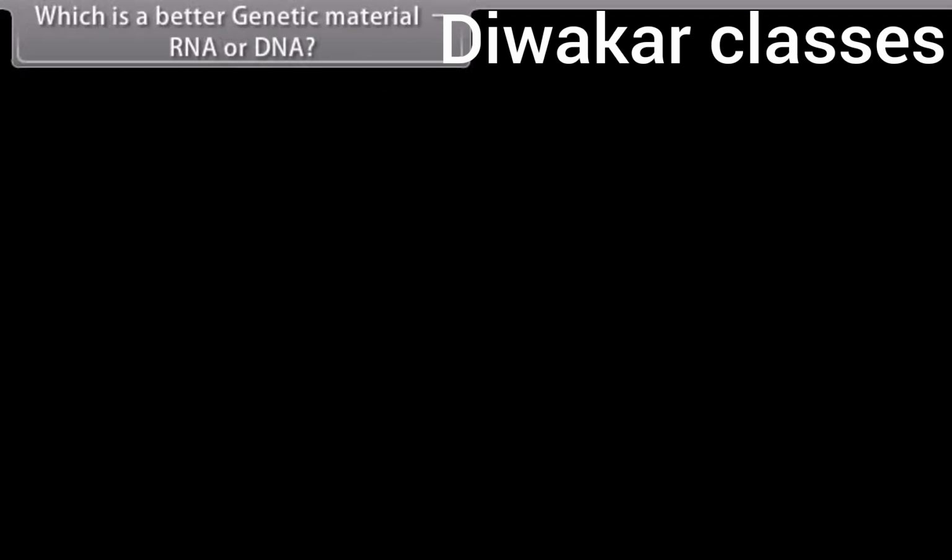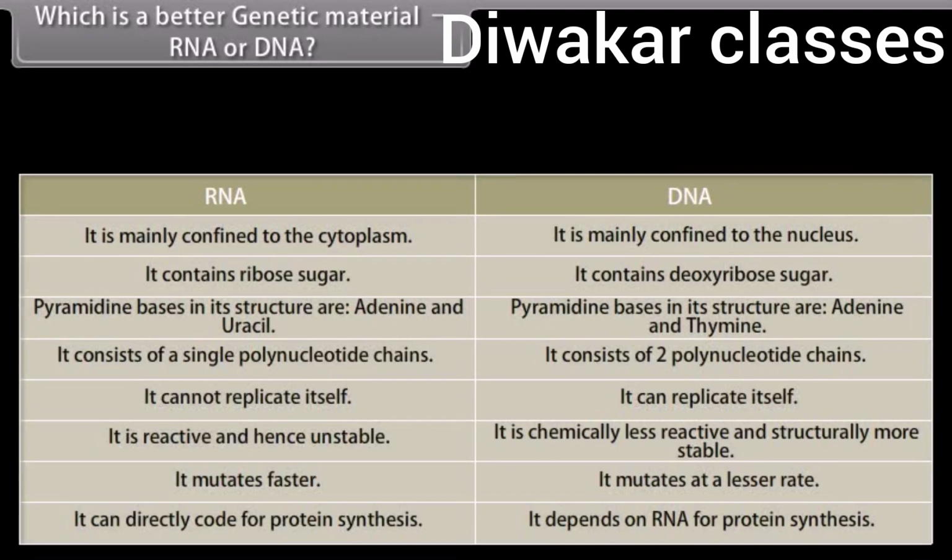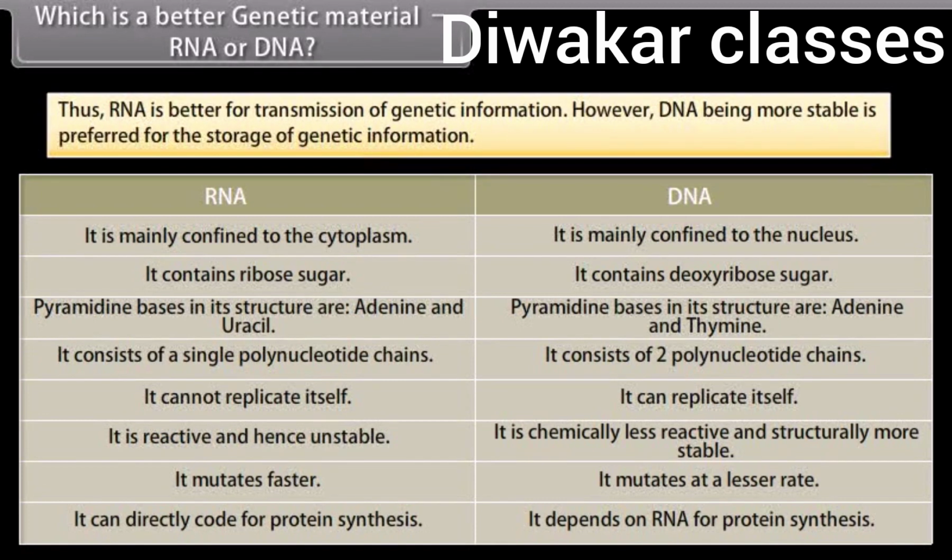Which is a better genetic material, RNA or DNA? These are some characteristics of RNA and DNA. Thus, RNA is better for transmission of genetic information. However, DNA being more stable is preferred for the storage of genetic information.